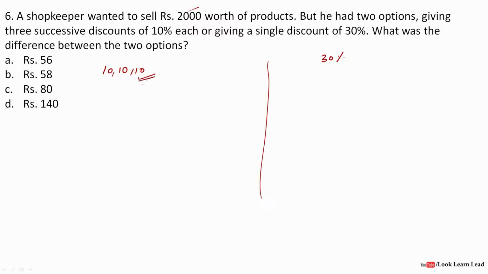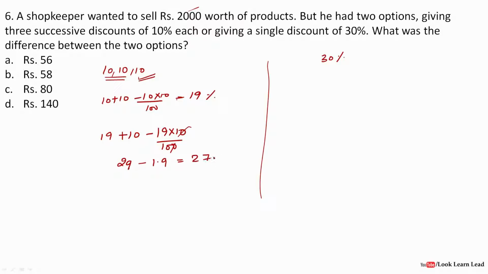So first we will calculate the successive discount. For the first two 10s it would be 10 plus 10 minus 10 into 10 by 100. So 10 plus 10 is 20, 20 minus 1 is 19. And we have 19 and 10. So 19 plus 10 minus 19 into 10 upon 100. So 19 plus 10 is 29 and 19 by 10 would be minus 1.9, which would be equal to 27.1.